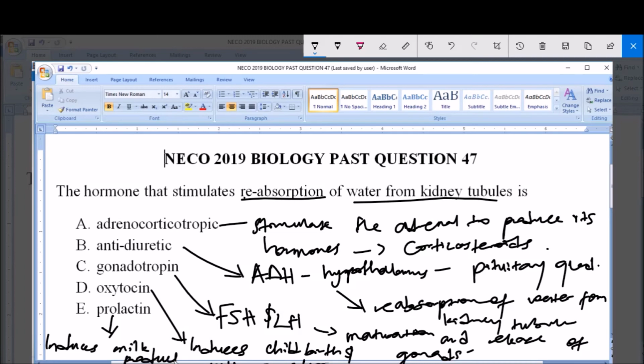So now from all I have described, you agree with me that option B, antidiuretic hormone ADH, is the answer to this question because it is the one concerned with the reabsorption of water from the kidney tubules.